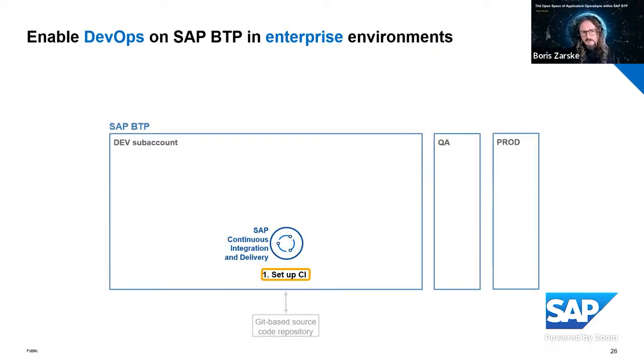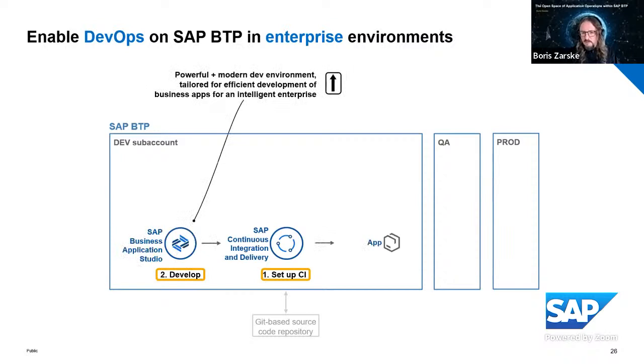Okay, that is the one thing. The other thing is what is then used by the actual development team to perform the developments. Here we have, for example, for Cloud Foundry, the Business Application Studio.